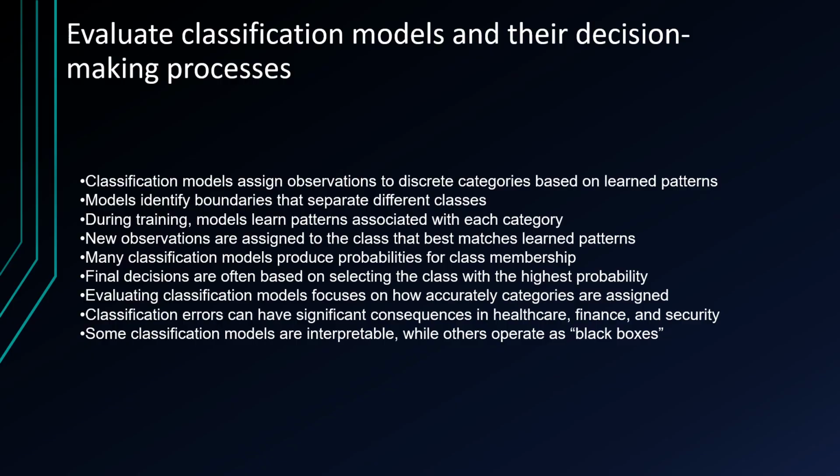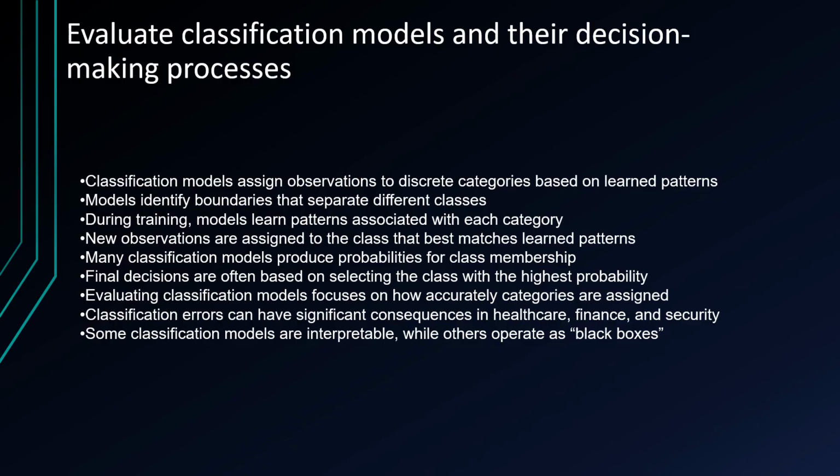For example, in cybersecurity intrusion detection systems, organizations may choose more aggressive thresholds to detect potential attacks quickly, even if this increases false alarms. In healthcare environments, classification thresholds may be adjusted carefully to reduce the risk of missing serious medical conditions. These examples demonstrate that classification decisions are not purely technical. They are also influenced by risk tolerance, operational priorities, and organizational objectives.